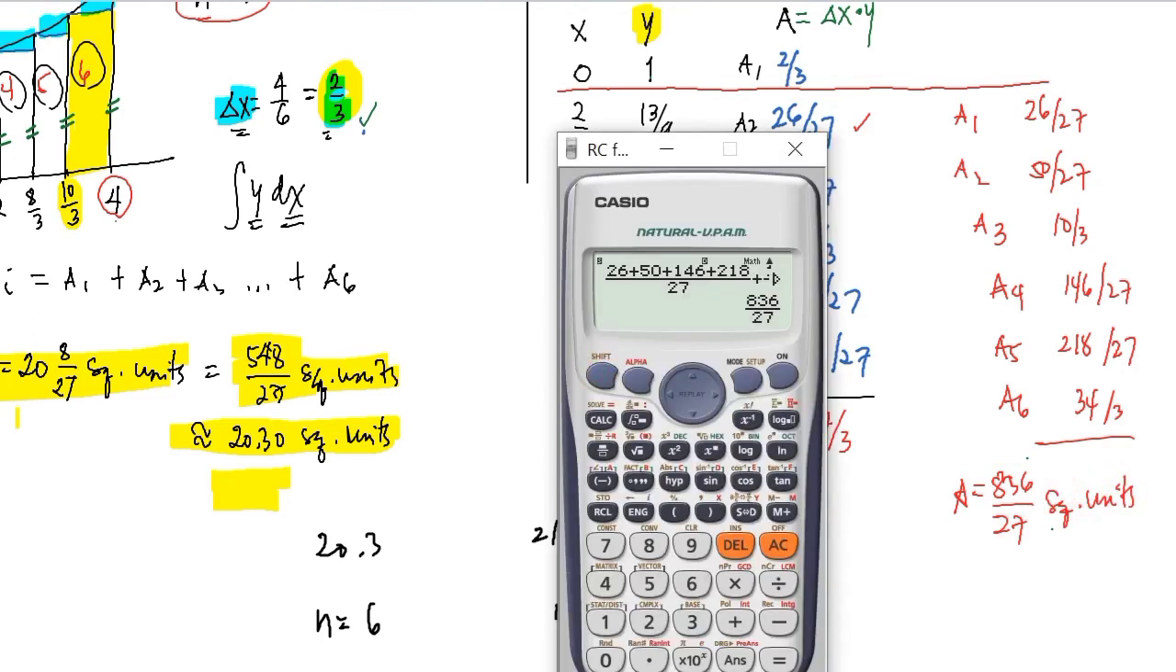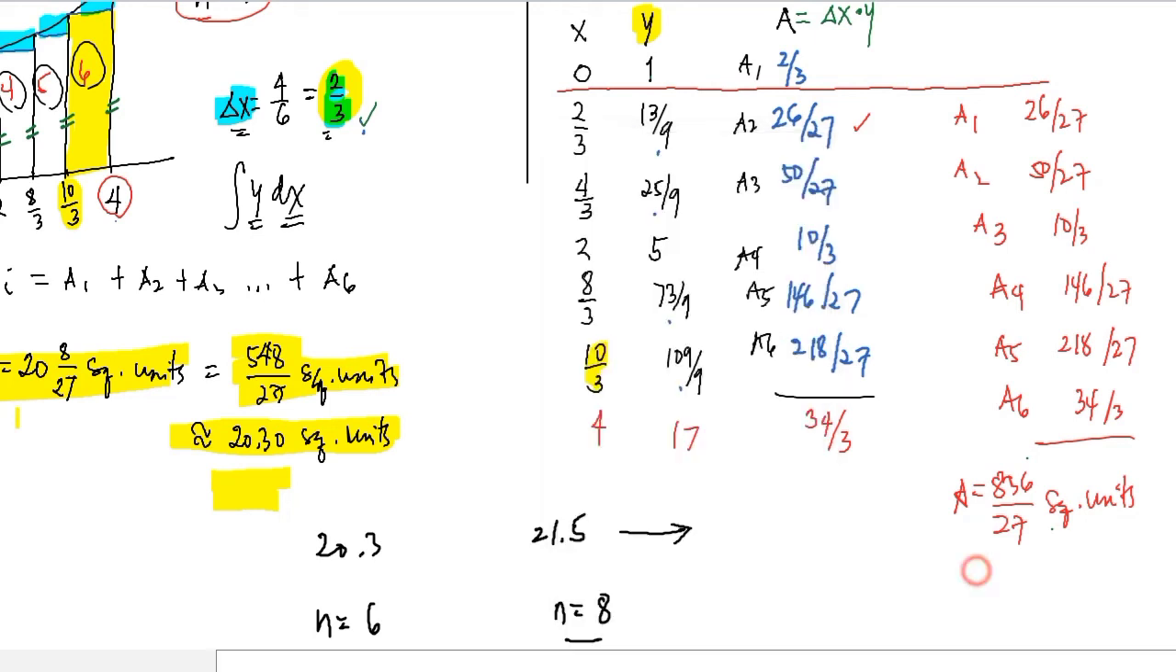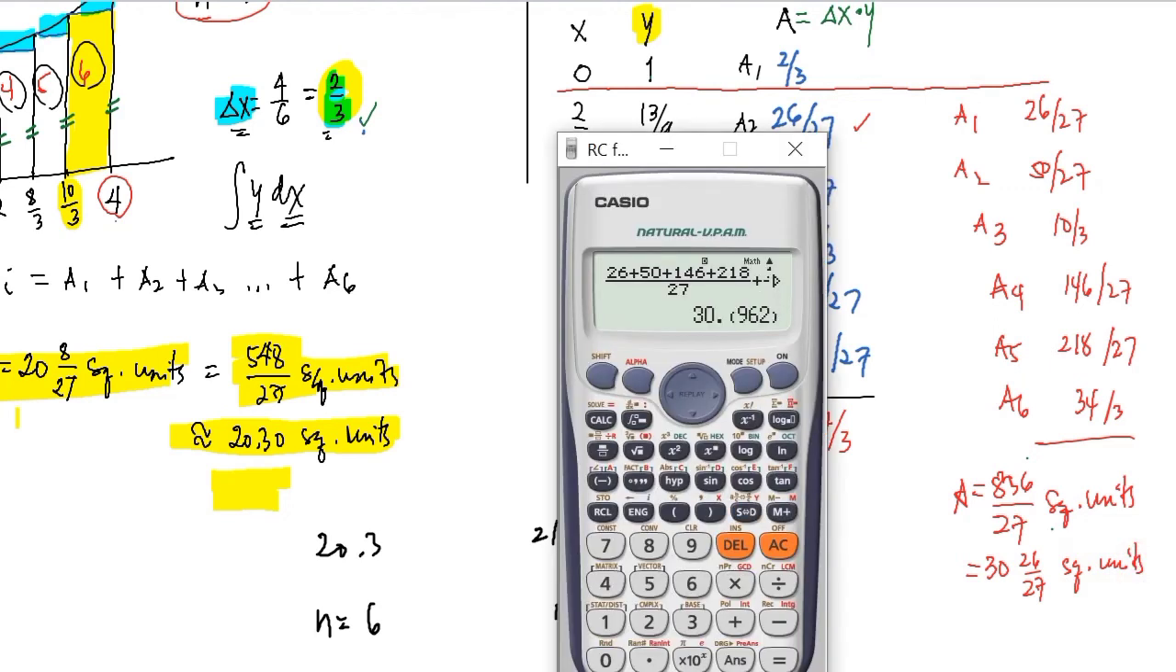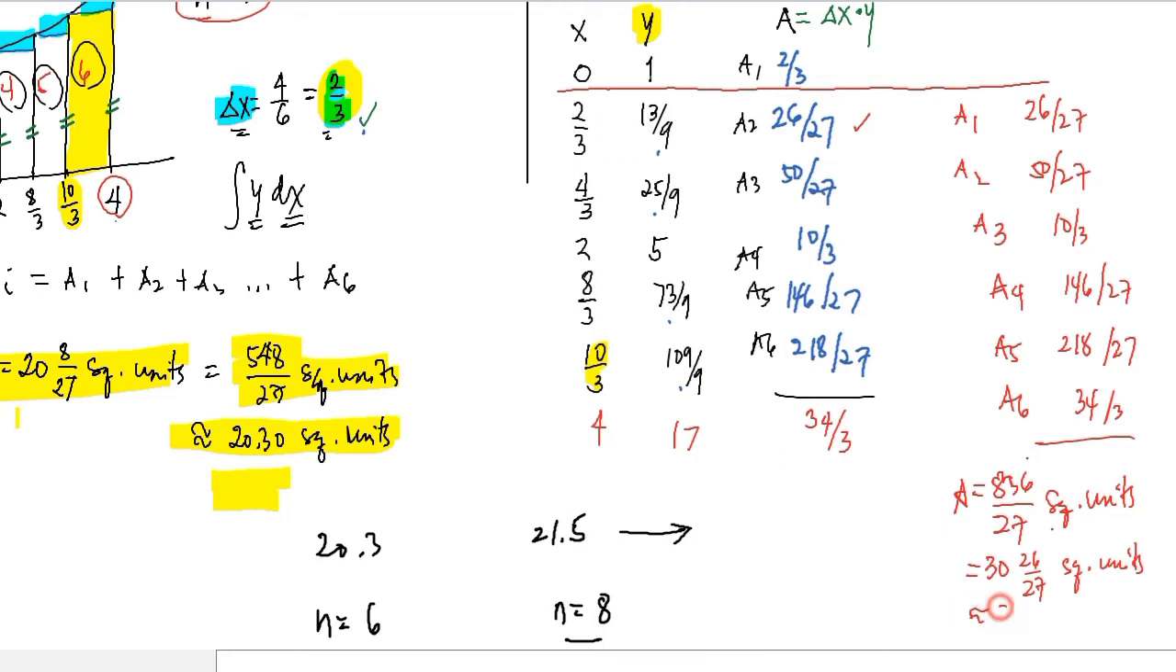And that is equal to 30 and 26 over 27. So that is 30 and 26 over 27 square units. And kung decimal natin to, that's 30.96. No? So that's approximately 30.96 square units. So this is our answer for n is equal to 6. Tapos siya ay circumscribed.